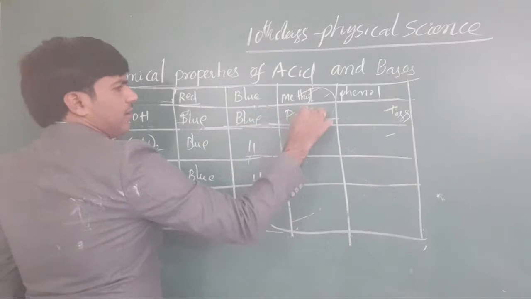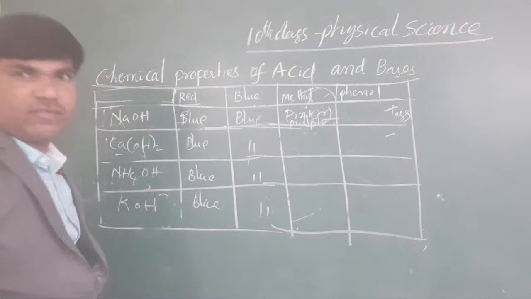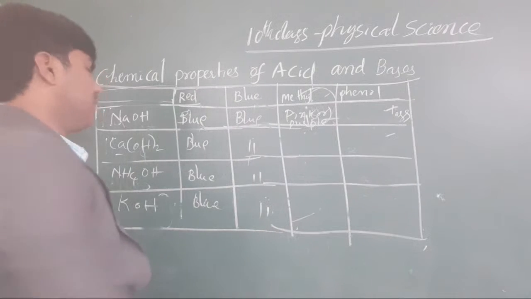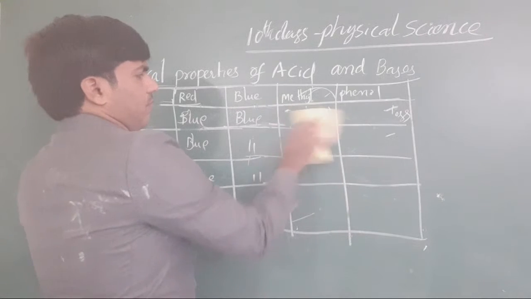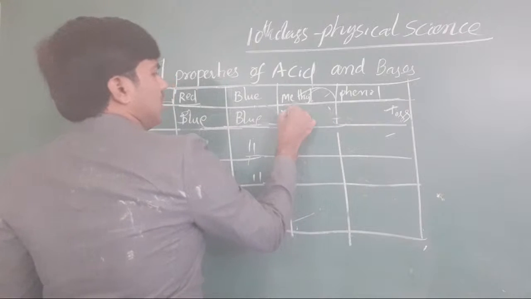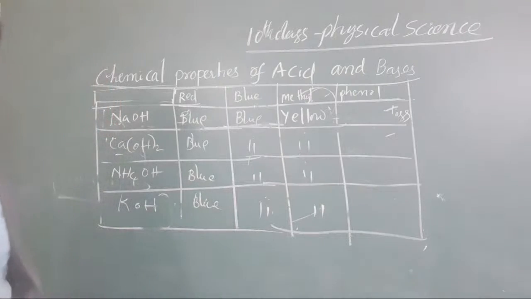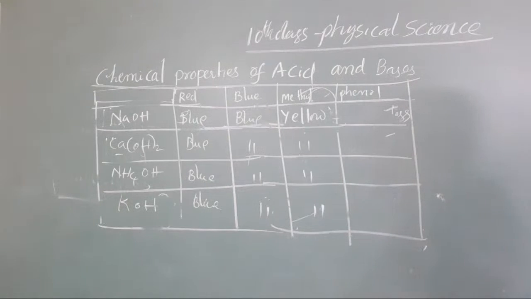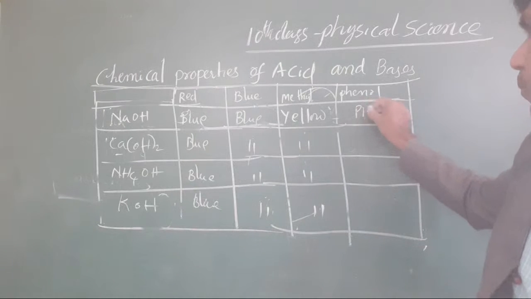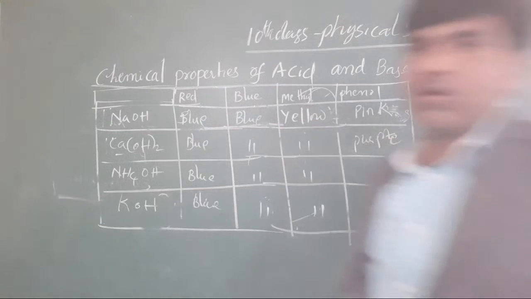When you take methyl orange, pink or purple, depending on the strength of the acids and bases, it may convert either into pink or purple color. And for methyl orange with bases, it is converted into yellow color. And when you take phenolphthalein solution, it may convert into which color? It may convert into pink or purple color. Understood, all the students?